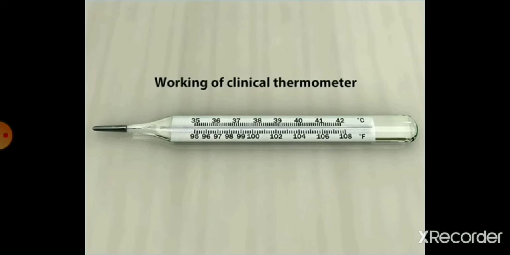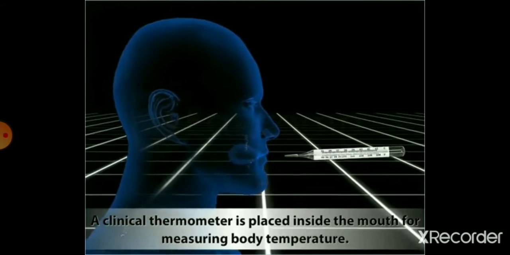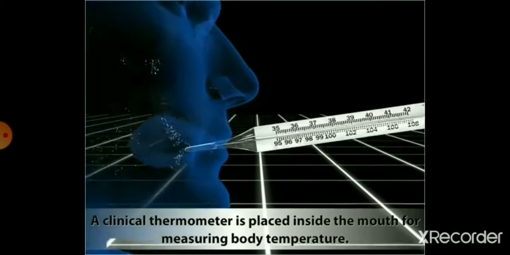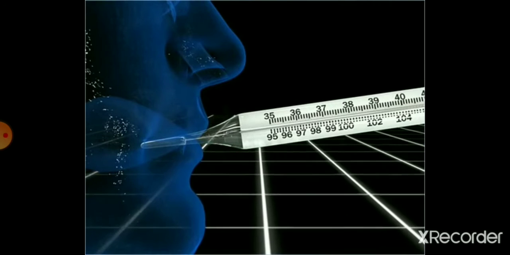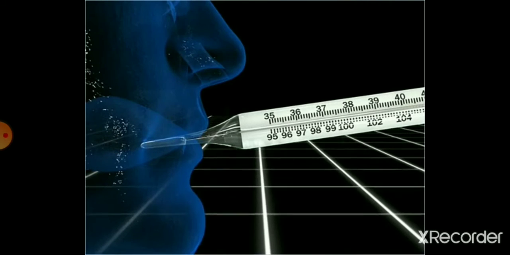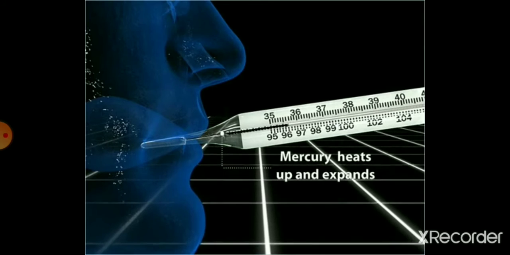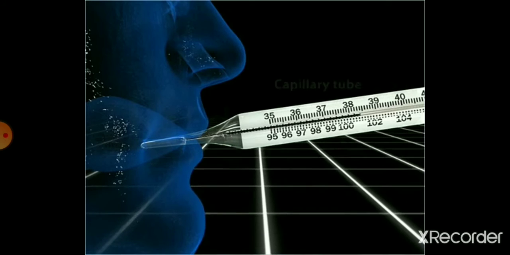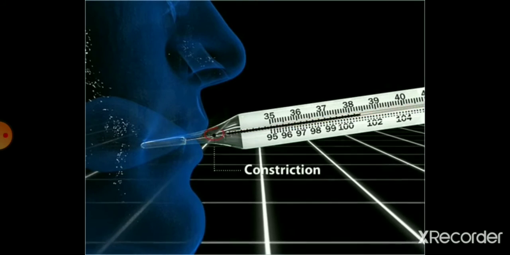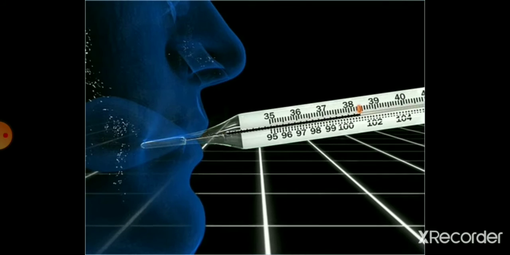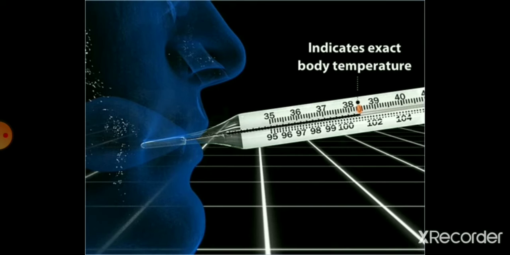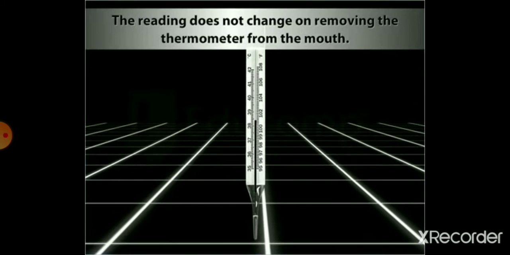Now let me see the working of the clinical thermometer. The clinical thermometer is placed inside the mouth to measure the body temperature. As we put this in our mouth, the mercury heats up and expands, and we have to observe this. When it gets steady in the capillary tube, we can note the reading, and there is also a constriction which prevents the mercury level from falling down. So this indicates the exact body temperature, and after removing it we can read the temperature.